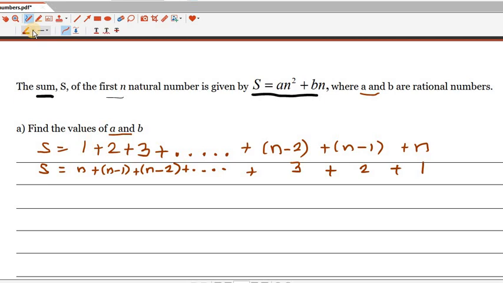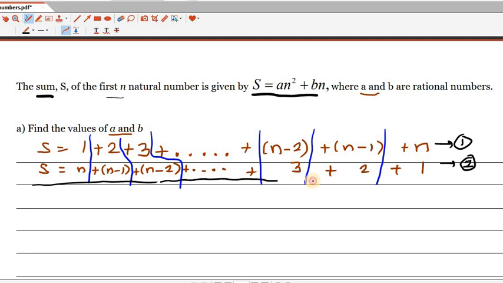Now let's divide this into groups. We're going to add these two equations. If you look at this as groups of numbers, let me call this equation 1 and this equation 2. I can add equation 1 and equation 2 as we do in the elimination method. So this is S plus S, 2 lots of S, is equal to 1 plus n, which is the same as n plus 1. What about this? This is n minus 1 plus 2, which is also n plus 1.